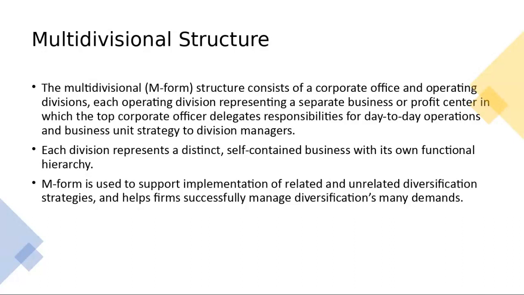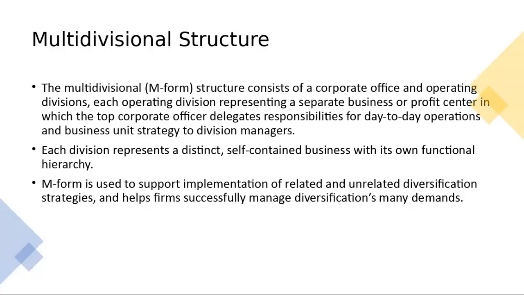All right, so the multi-divisional structure now is when you're getting really, really large. I call it also the M-form structure, and it consists of a corporate office and operating divisions, each operating division representing a separate business or profit center in which the top corporate officer delegates responsibility for day-to-day operations and business unit strategy to division managers. We used an example in a previous unit of General Electric, that they have different divisions, but they still have their head office or the group of companies that manage.